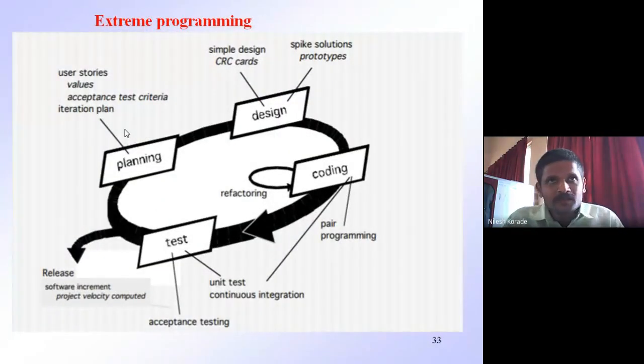Here you can see user stories, values, acceptance test criteria, iteration plan, simple design, CRC card, spike solution, prototype, then pair programming, unit test, continuous integration, and finally there is the release, that is the software increment, project velocity, computation.